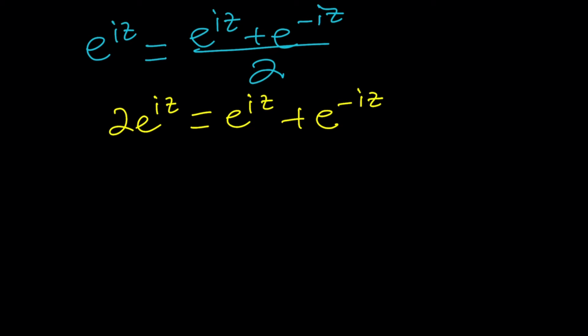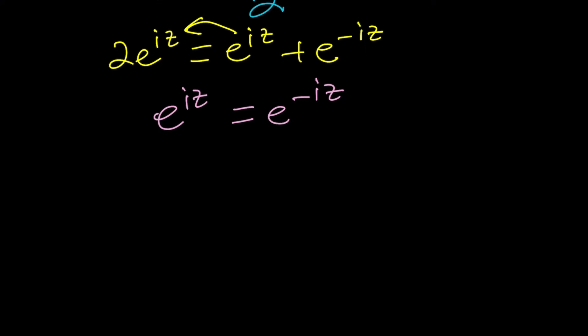Awesome. What should we do next? Subtract like terms. Bring this over here. And that's going to give you e to the iz, 2 minus 1 is 1, equals e to the negative iz. Which is kind of like an interesting equation, right? If you think about it, how can something like e to the power something equal e to the power negative something? Well, it can only happen if z is 0, right? But why? Let's find out.